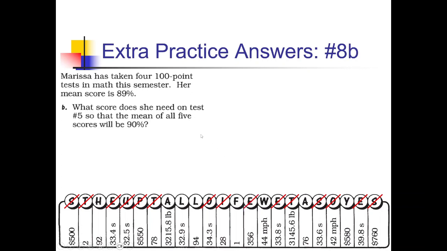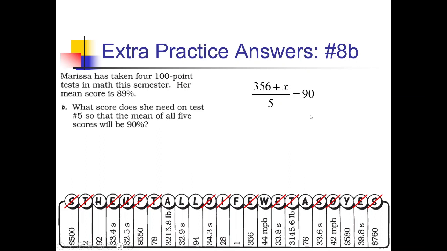For part B, we want to know what score Marissa needs on test number 5 to get the mean of all 5 scores to be 90. Well, what we're going to need to do is take the 4 quizzes she's had so far and add a mystery number in there, and then divide all that by 5 and hope it comes out to 90. Now we know what she got on the first 4 of them. Altogether, we calculated this in part A, that she got a 356. So there's some number I can add to 356 and then divide that by 5, and I'll get 90 out of it. So let me just represent this as 356 plus x in the numerator. And then again, if I do all this, this whole thing should equal out to 90.